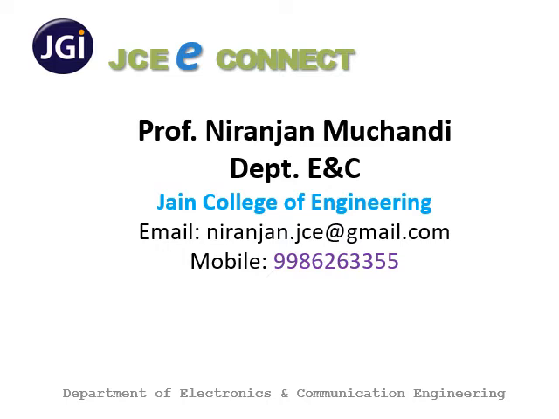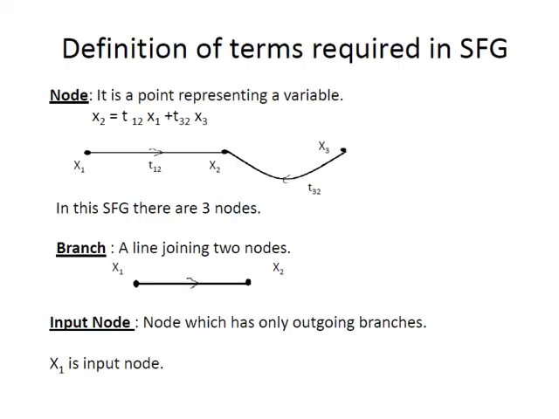So today we're going to start the second module with the signal flow graph. x1 is a node, x2 is a node, and x3 is a node. A node represents a variable. In the equation for x2, it is receiving a signal from x1 with a gain t12, and it is also receiving a signal from x3 with a gain t32. So directions are given by the arrow. In this we have three nodes, x1, x2 and x3.